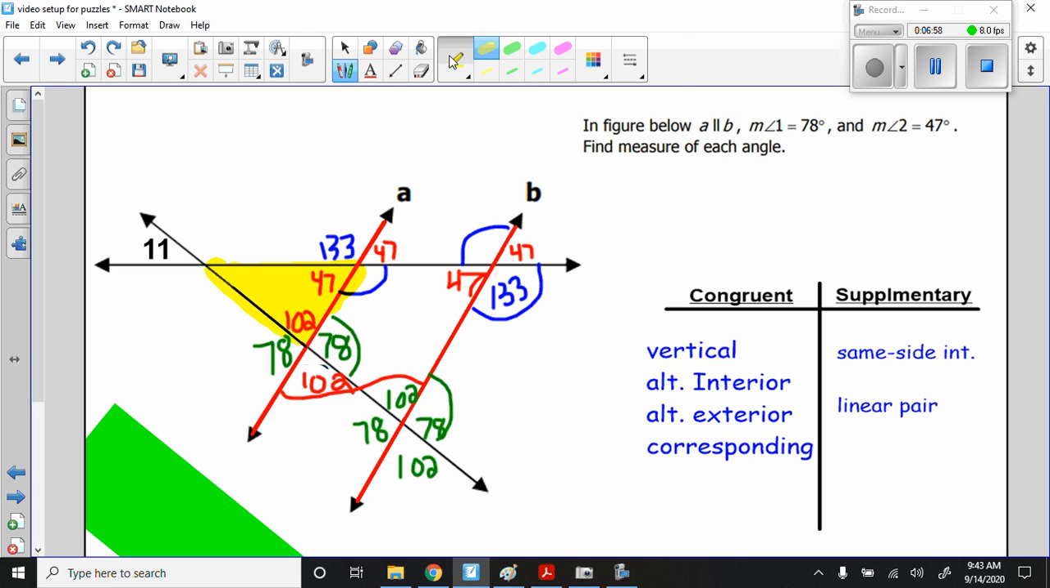Now, using this triangle will get me to this angle here because that's the third angle of that triangle, and angle 11 is vertical to that. So angle 102 and 147 is 149. So this little guy has to be 31. Now the interior sum of that yellow triangle is 180. This is vertical to it. So that is 31.